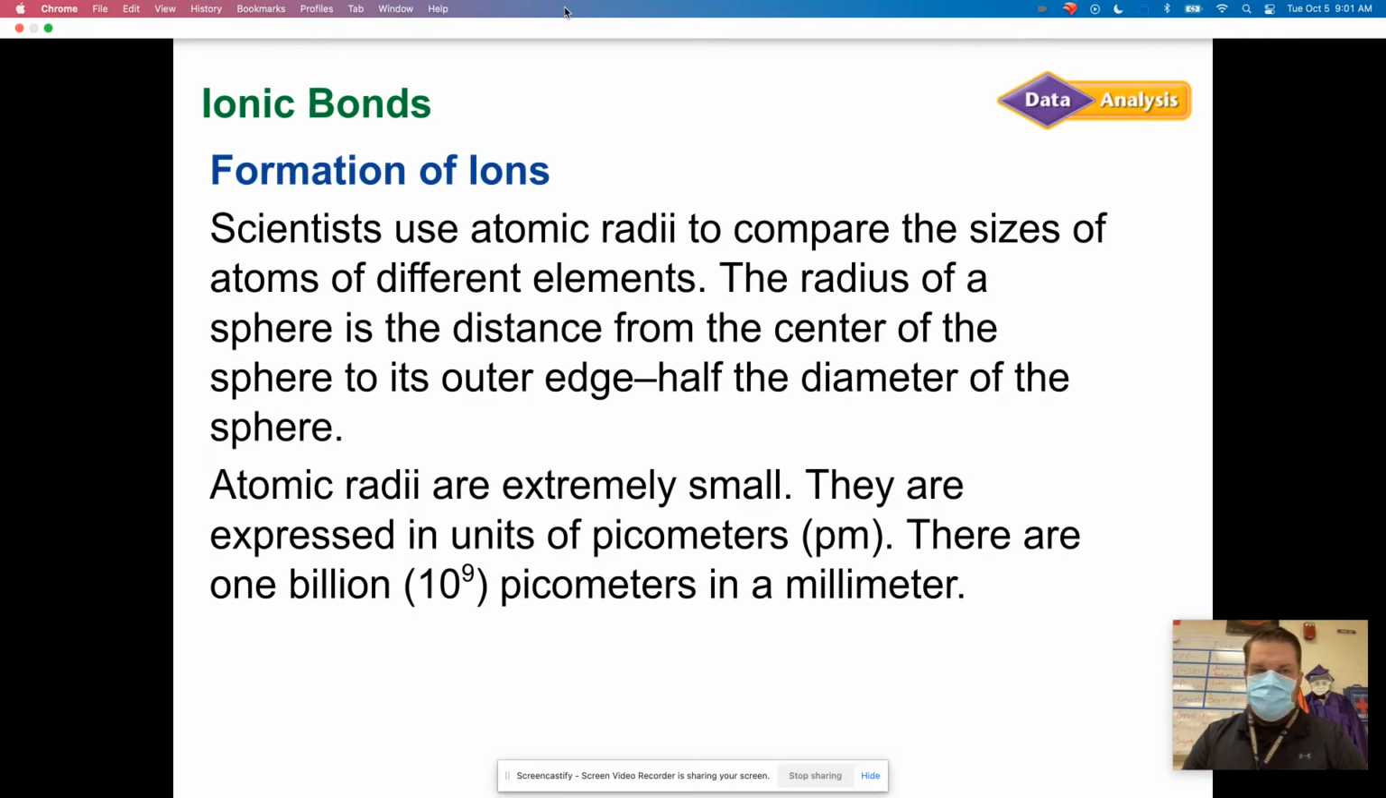Formation of ions. Scientists use atomic radii to compare the sizes of atoms of different elements. The radius of a sphere is the distance from the center of the sphere to the outer edge, half the diameter, basically, of a ball. Think of a ball. So the atomic radii, plural for radius, are extremely small. They are expressed in units of picometers. They are 1 billion, or 10 to the -9 picometers in a millimeter, okay? Another term you'll hear is that a common unit of measure is 10 to the -10, which is an angstrom.